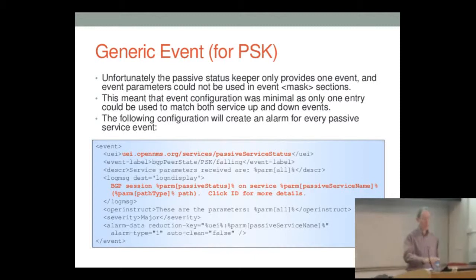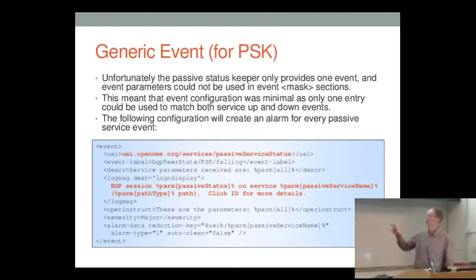So the last part then is the event configuration. We have this passive status keeper that's raising these up or down events. One of the problems that we found, if you call it a problem, is that in 1.8 there was only one event for the passive status keeper, which was the passive service status event. On the positive side, that made event configuration really easy. On the negative side, perhaps a little restrictive.